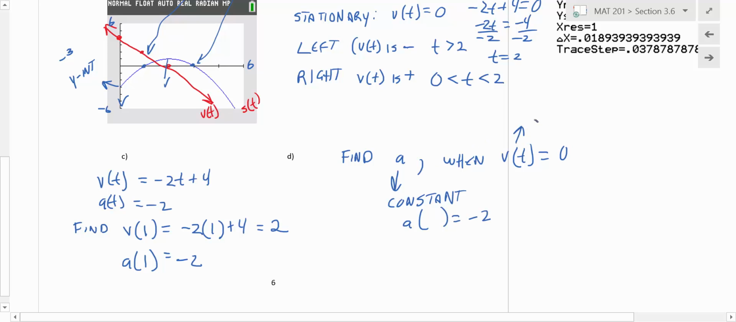When the velocity was 0, we found that to be 2, because that's where the slope of the tangent line was horizontal. So that's the idea. Okay?